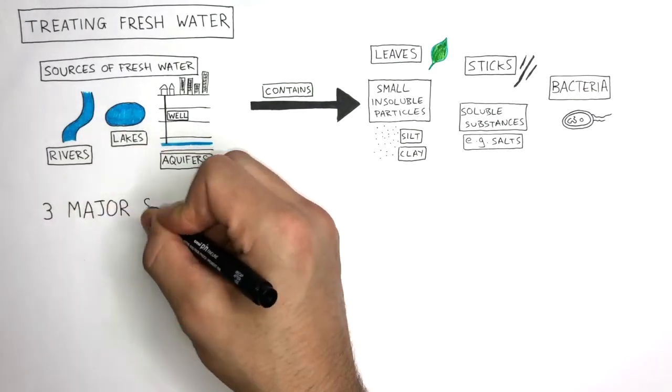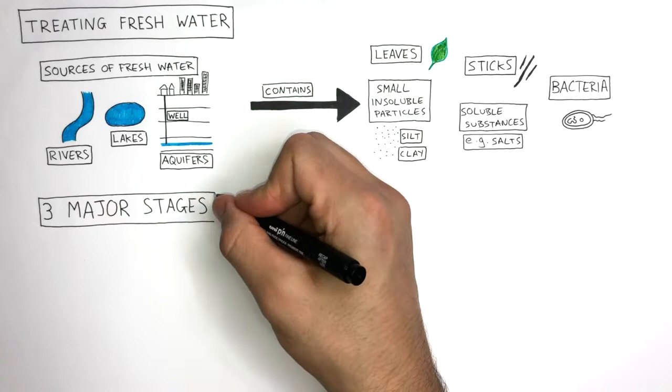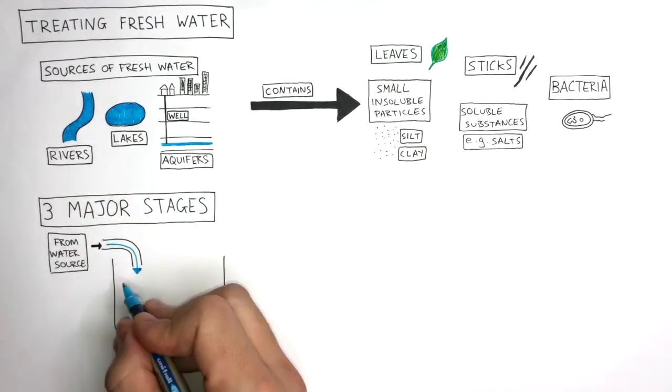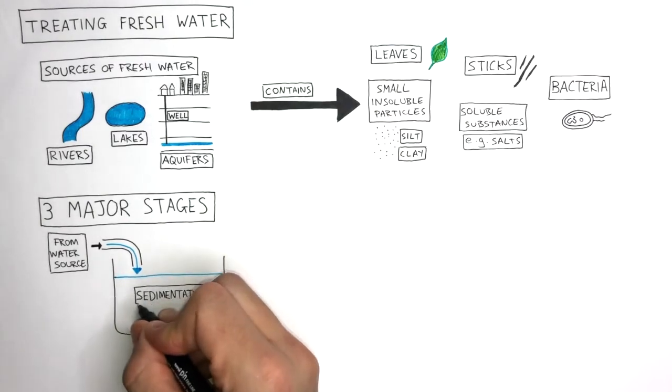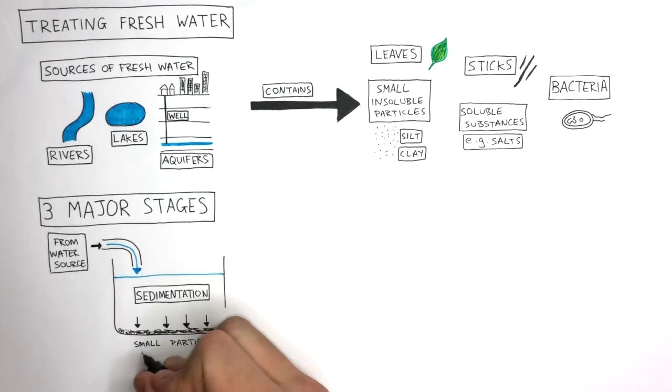So there are three major stages to treating freshwater to get rid of these impurities. So this tank is linked from the water source where fresh water flows in. In this tank, sedimentation takes place. The water is stationary, it is not moving. This allows small particles to settle to the bottom.